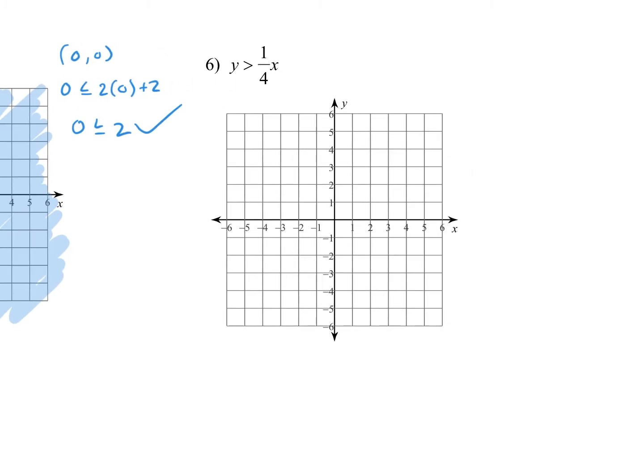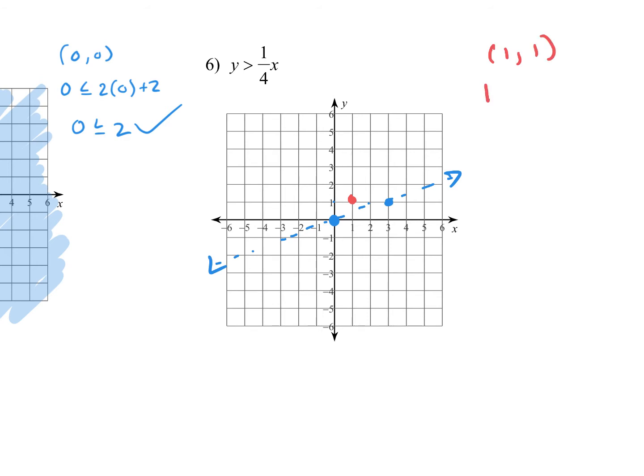All right, number 6. What's my y-intercept? 0. And what's my slope? So I go up 1 to the right 4. Solid line or dotted line? Dotted line. What point can I pick to test? Can I pick 0, 0 here? Nope, because my graph is on 0, 0, so I have to pick something else. I can pick 1, 1. That's going to be above my line. So just make sure whatever point you pick, it's not on the line.